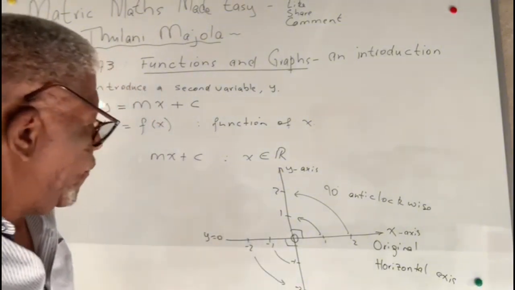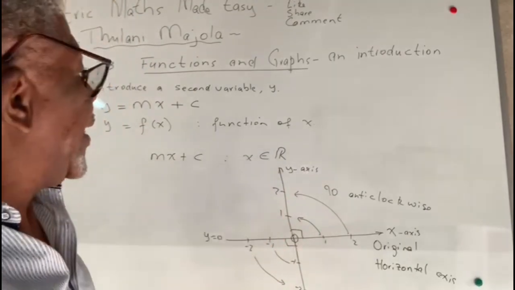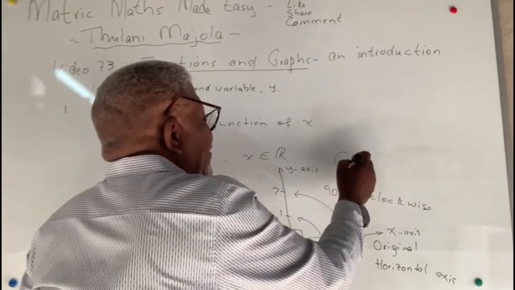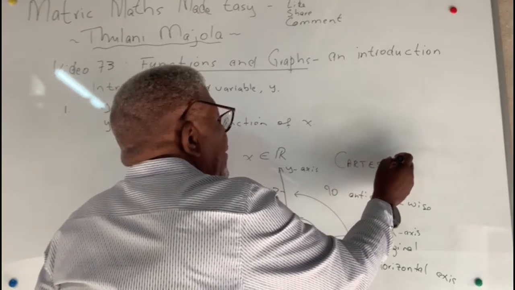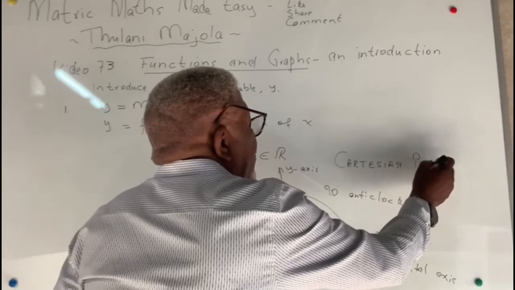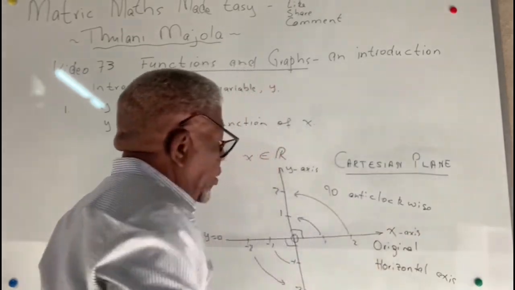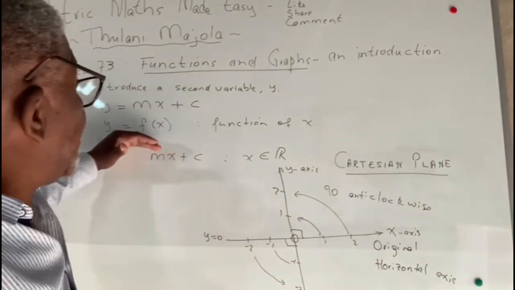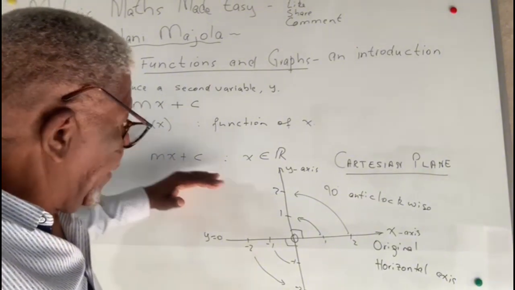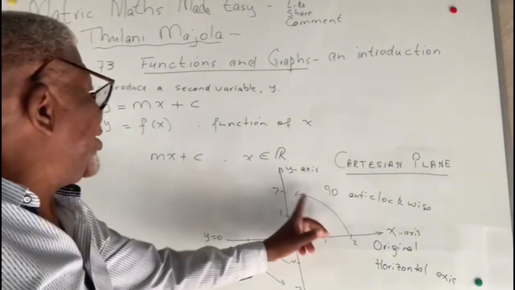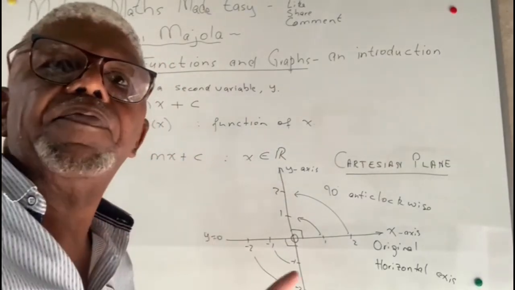So in all my future presentations of the x and y axes, this is a Cartesian plane, yeah, a Cartesian plane. So the y, the deduced y, is a function of x, and the x is the original, and the y is deduced from x. So y is a function of x, equal to mx plus c. I'll do the example in the next video.